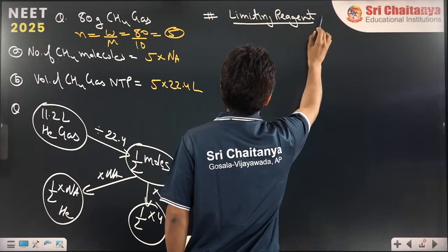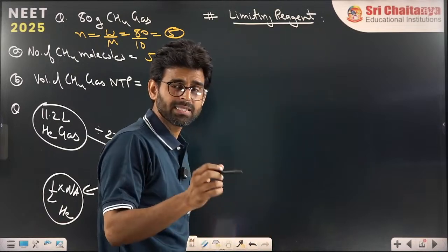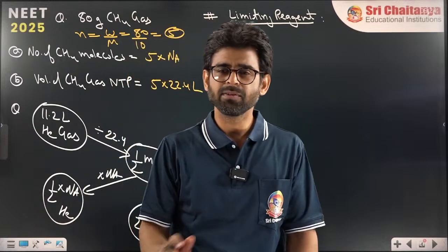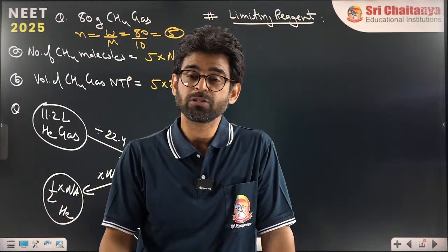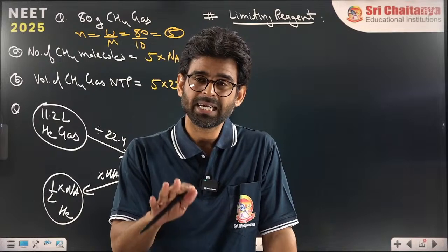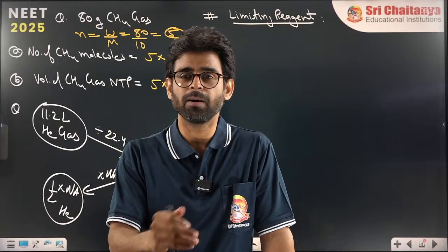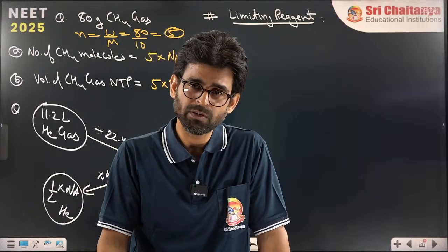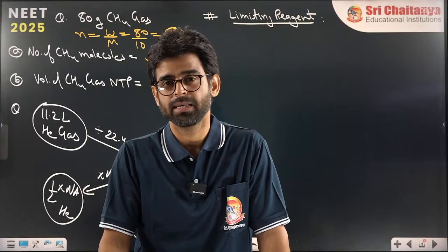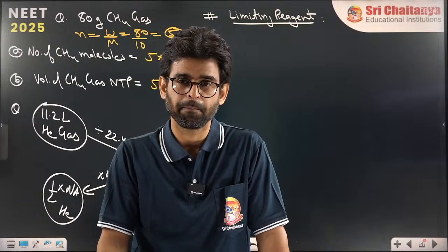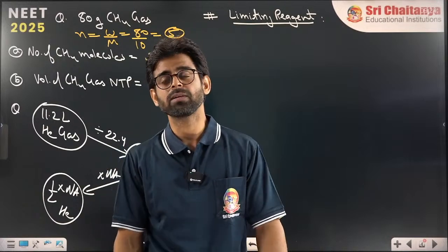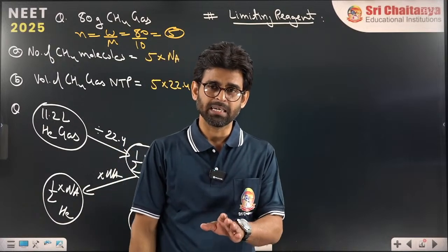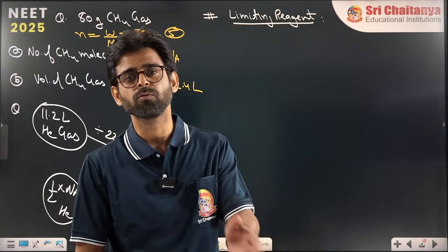So what is limiting reagent? It is the reactant in the given reaction which will finish first and decide or limit the amount of product formation. Remember, limiting reactant will always decide the product, not the excess reactant. So first our target is to find what? Limiting reactant, and after finding the limiting reactant we have to move forward, right?